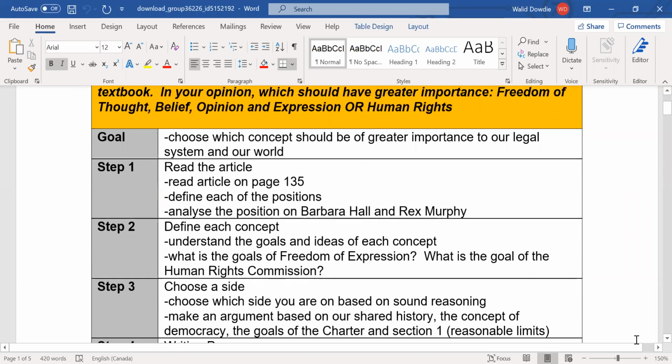Okay. Step 2 is define each concept. Understand the goals and ideas of each concept. What is the goal of freedom of expression? What is the goal of the Human Rights Commission? Right? And then you're going to choose a side. Choose which side you are on based on sound reasoning. Make an argument based on our shared history, the concept of democracy, the goals of the Charter, and Section 1, which are reasonable limits.